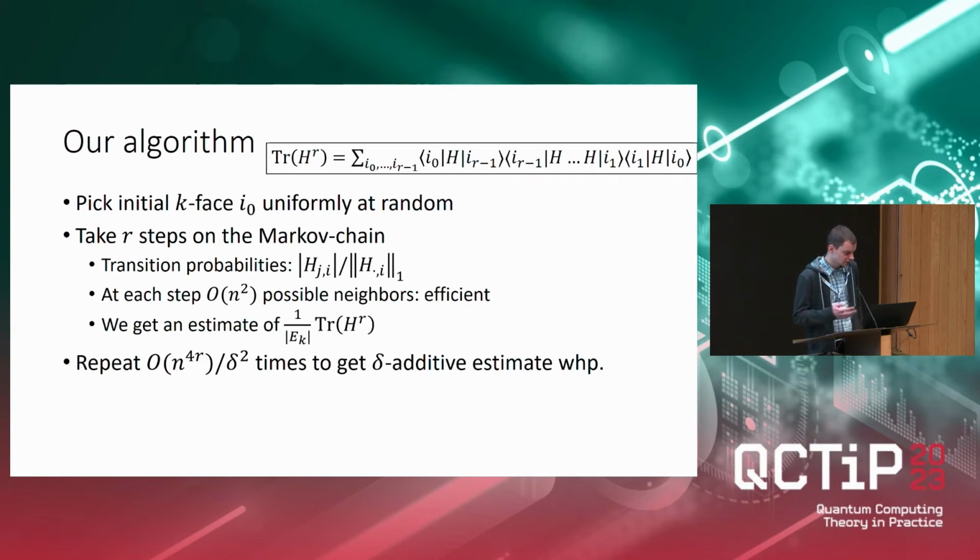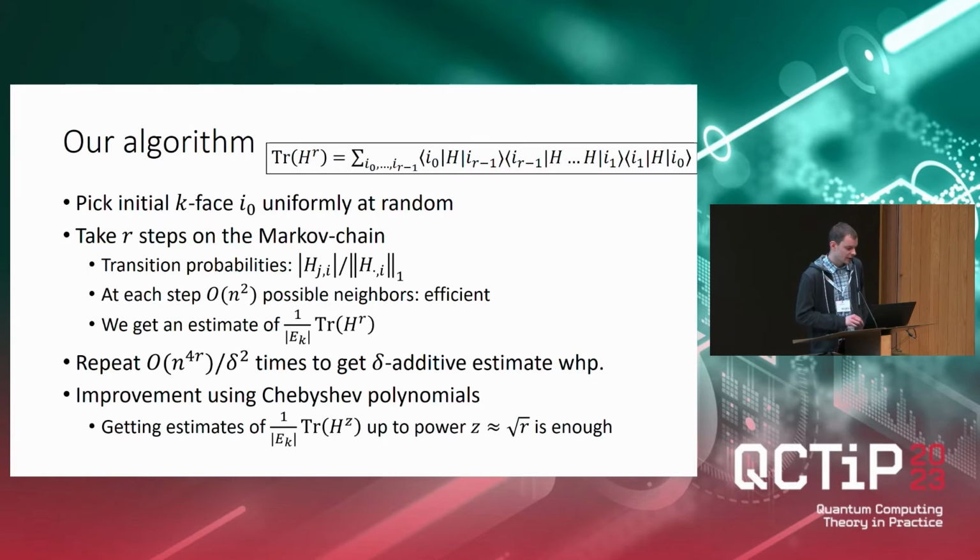And if we repeat it enough times, then by a standard concentration bound, for example, the one called Hoeffding's inequality, we get a delta additive estimate of this value, which is close to the normalized Betti number. And we can further improve it a bit by using Chebyshev polynomials. So instead of the R power of H, we can write it in a Chebyshev basis, and so this way it will be enough to estimate powers of H up to power around square root of R.